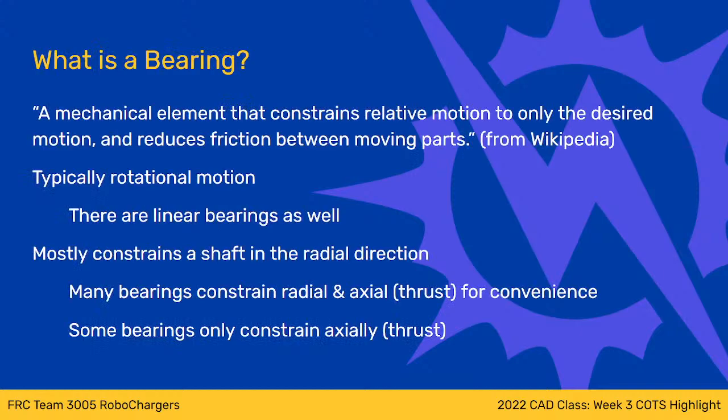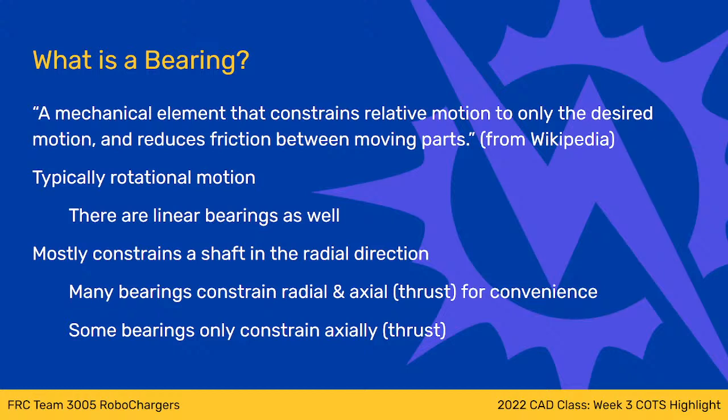All right, so let's talk about bearings. Basically, I tried to come up with my own definition for bearing that was a better explanation, but really this little snippet from Wikipedia said it pretty well. It's a mechanical element that constrains relative motion to only the desired motion, and then it also reduces friction between the moving parts. That's a little wordy, but I couldn't really improve it at all.